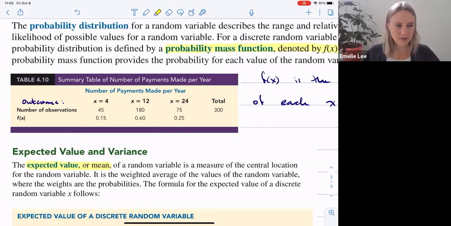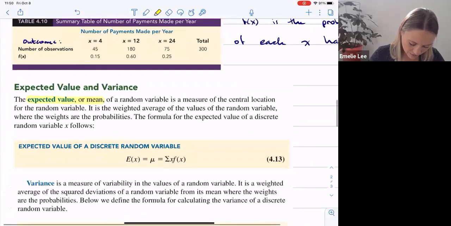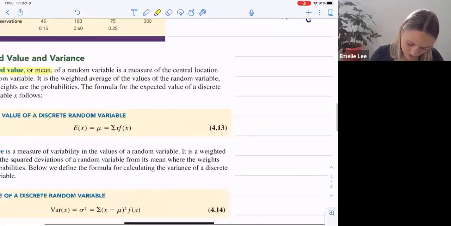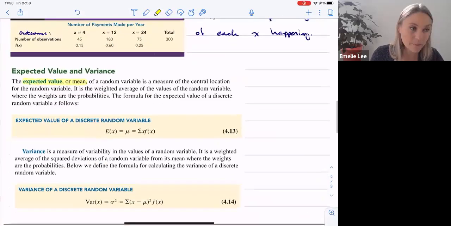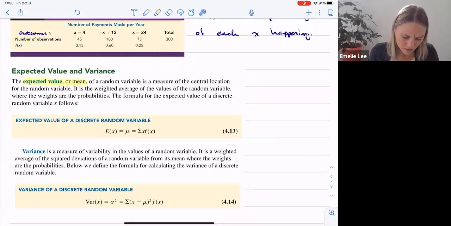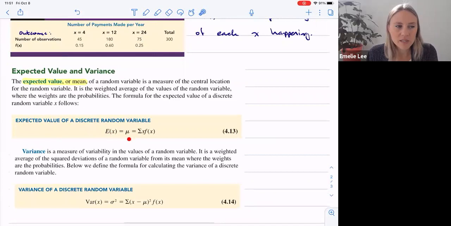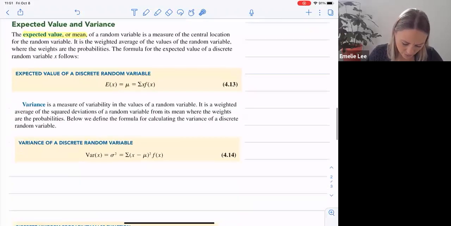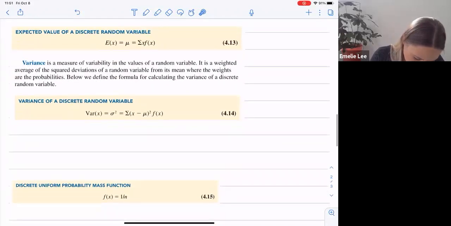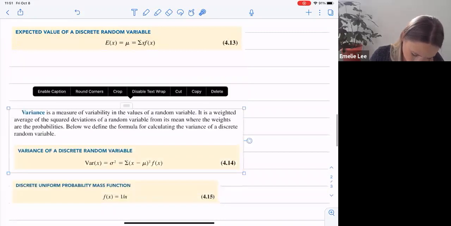Okay. And so what we have is, let me just zoom in and out here. Okay, there. The expected value of x is the mean. Usually we denote it by just E of x. The expected value of x is the sum of x times f of x. And I'm going to bump this section down a little bit.